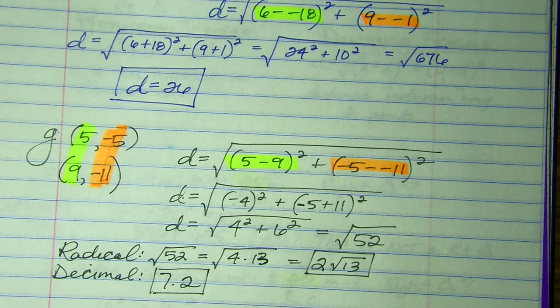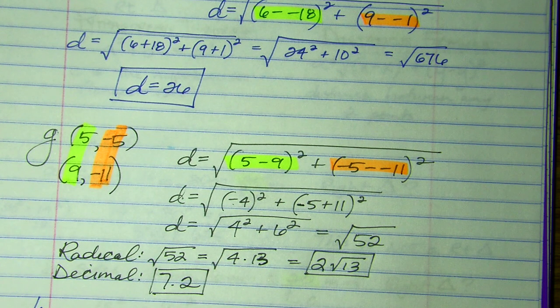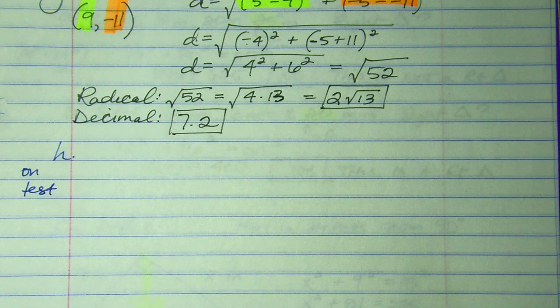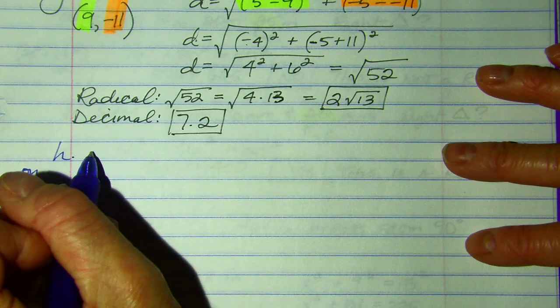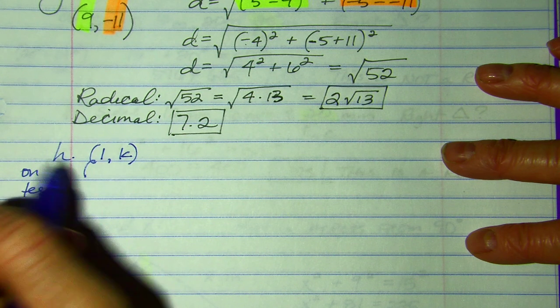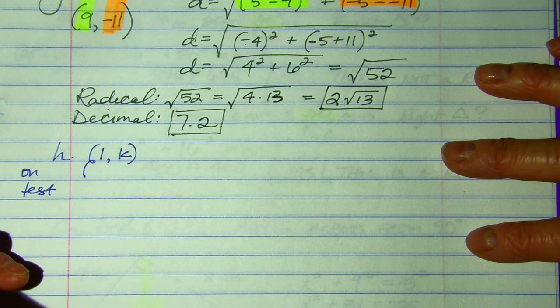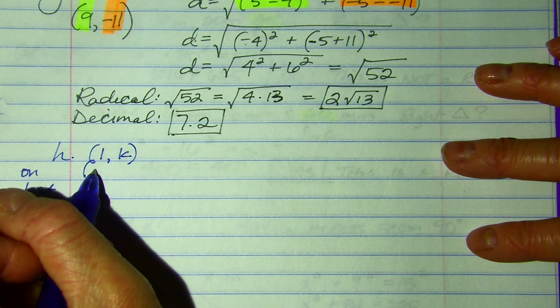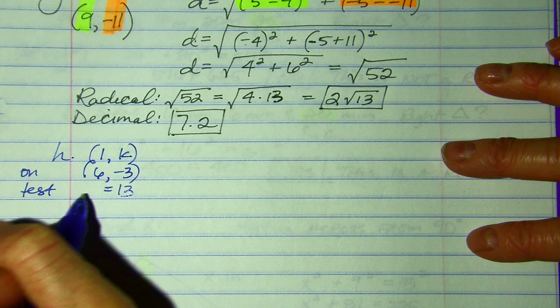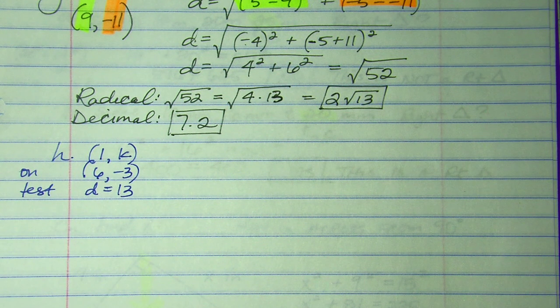The last one we're going to do today, and there is one like this on the test. Okay, so this is important. And there's one like the others too, but this one people will skip over, and it's important. So here are the 2 points that they gave us. It said find 2 possible values of k so that the distance between 1 and k and 6 and negative 3 is 13. So they're telling us what the distance is.